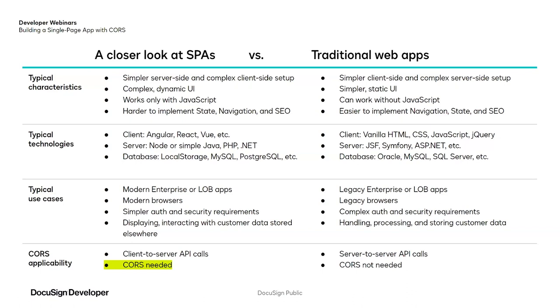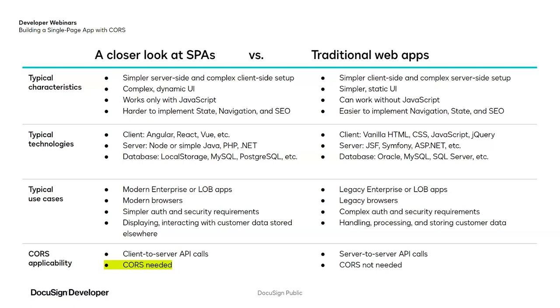CORS comes into play when it's client-to-server API calls, when the browser is directly connecting to some other endpoint than the one that the single-page app is being hosted on. And this is where CORS is needed. So this is why we'll focus in this talk on single-page apps and how they integrate and utilize CORS.